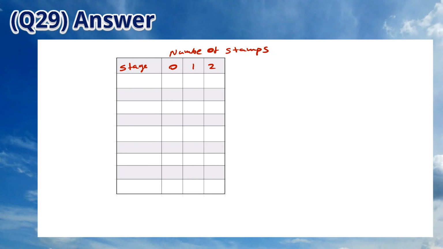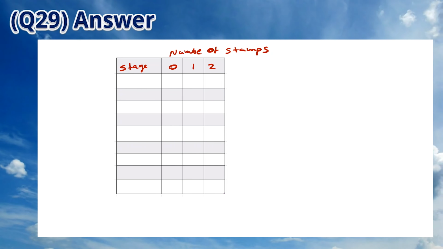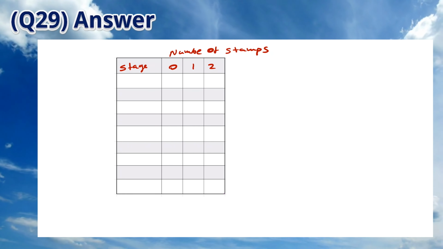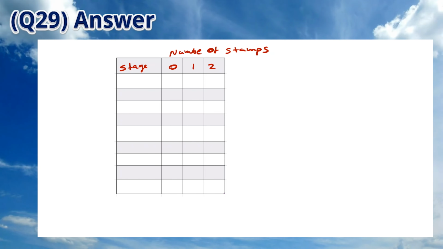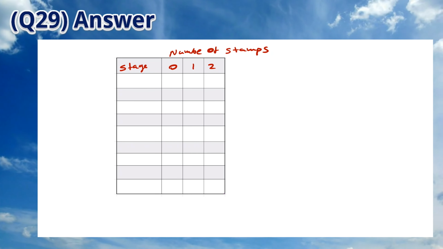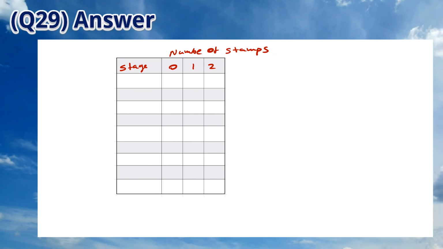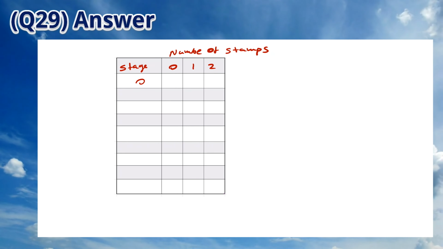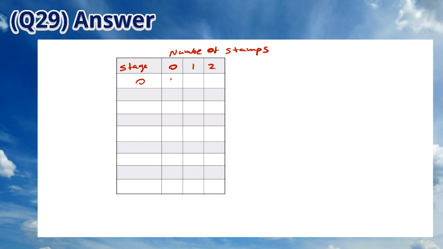After stage 2, he has the unstamped original, the first 2 copies, and 2 unstamped copies of each of these. So there is one sheet with 0 stamps, 4 sheets with 1 stamp, and 4 sheets with 2 stamps. We can set up a table to track the number of sheets with the given number of stamps.